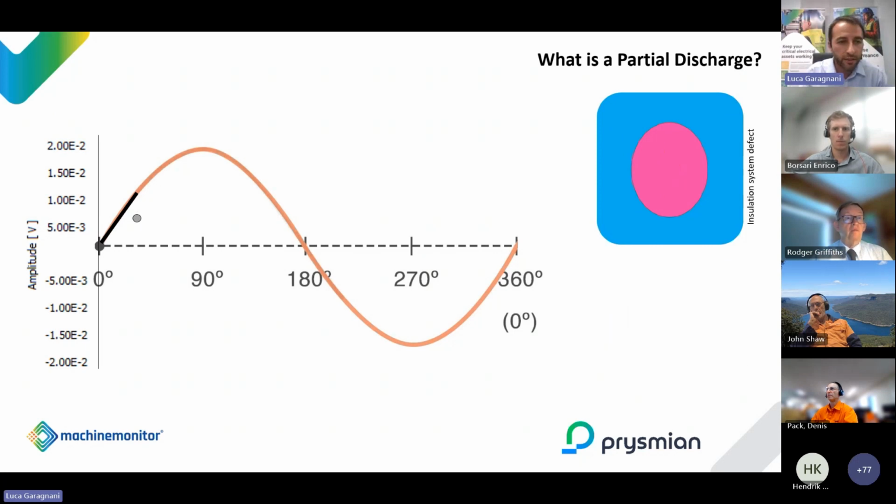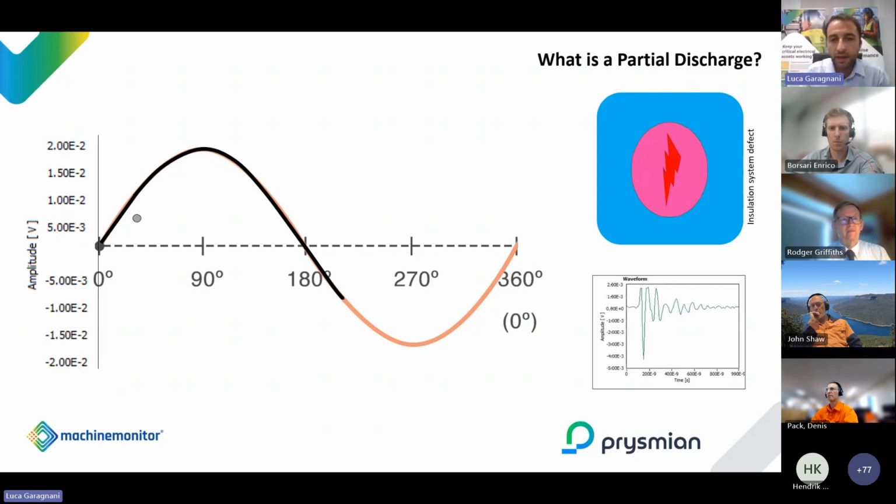Obviously, the voltage in the system is a sine wave, so it keeps growing and decreasing, and we can reach the inception condition also on the negative semicycle. In this case, the pulse is going to be negative and exactly the same.